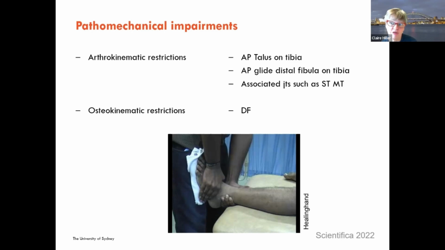Osteokinematic restrictions, well, I've already talked about that. Look for the restricted dorsiflexion, for whatever reason that the restricted dorsiflexion might be there, which might not just be arthrokinematic.